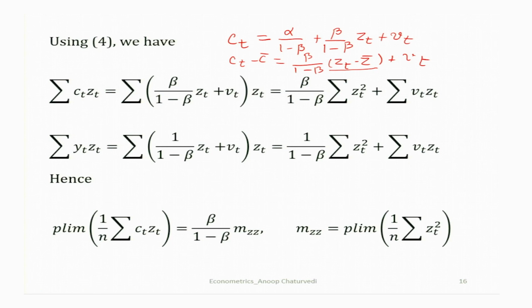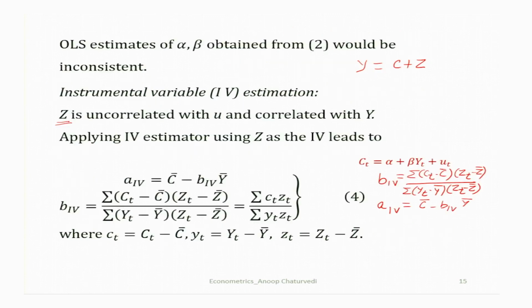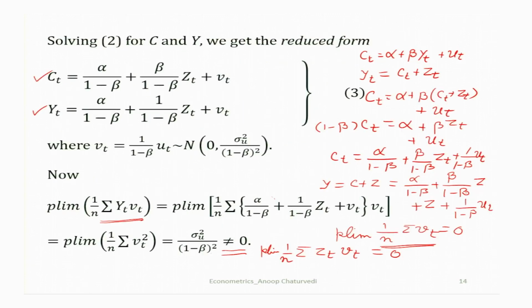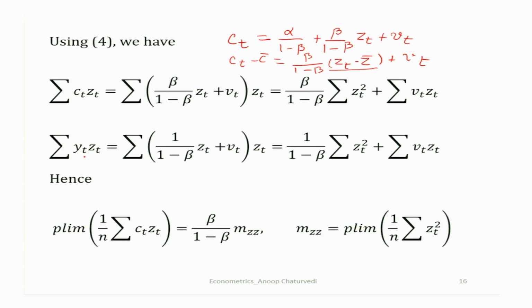Then in the denominator we have summation Y T Z T. Again we write the value of Y T from equation 4. You write this value of Y T. So, you get summation Y T Z T equal to summation 1 upon 1 minus beta Z T plus V T into Z T. Then you obtain 1 upon 1 minus beta summation Z T square plus summation V T Z T.